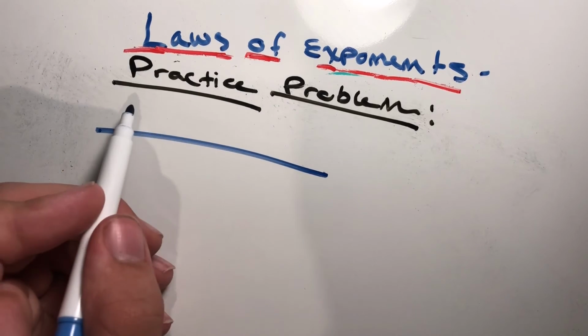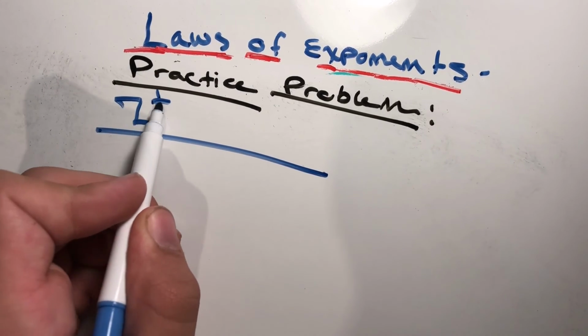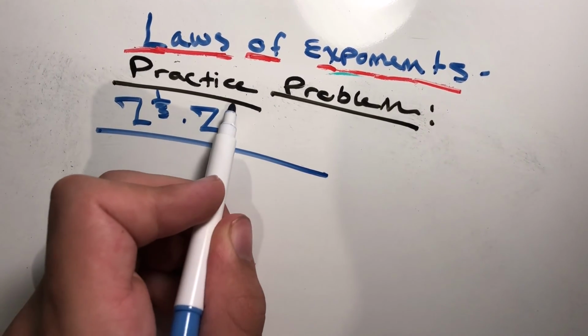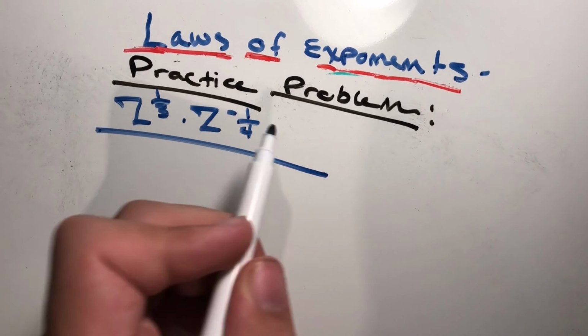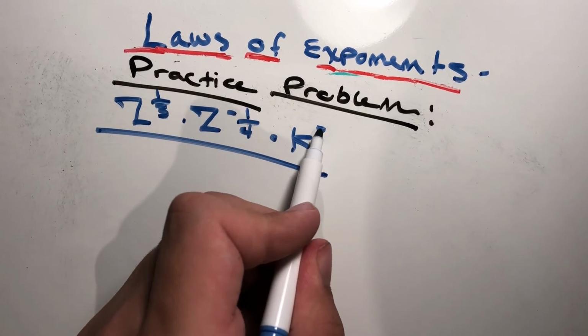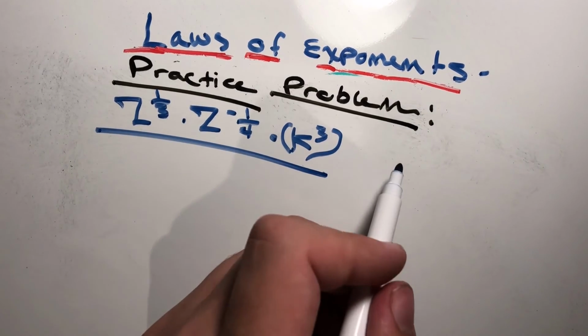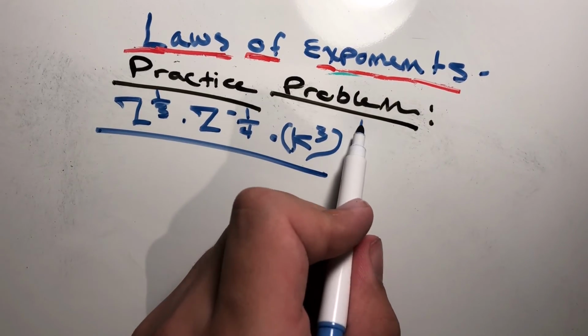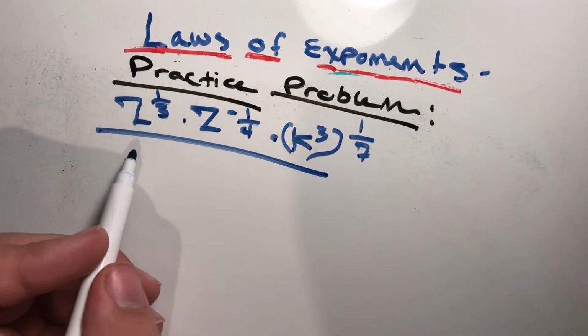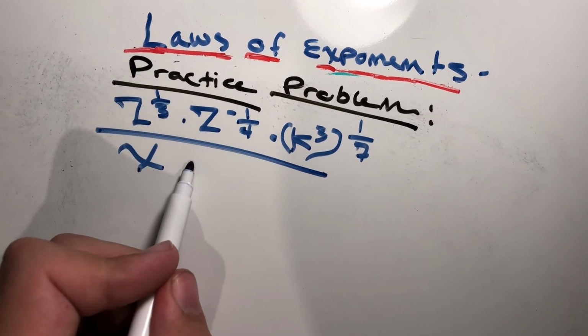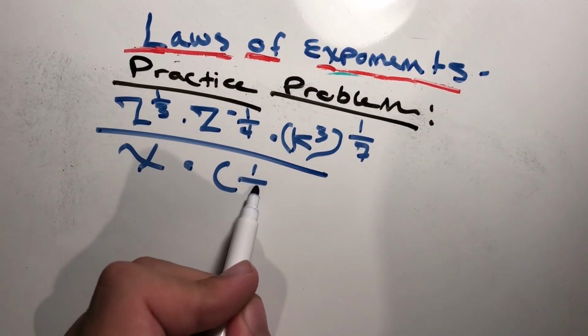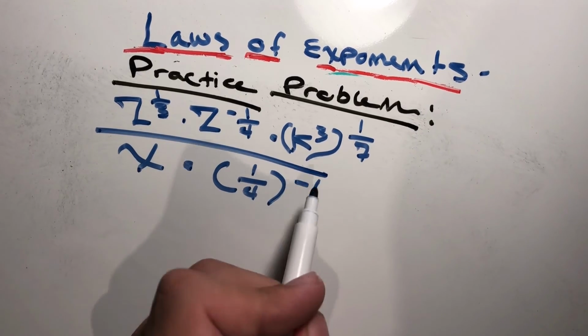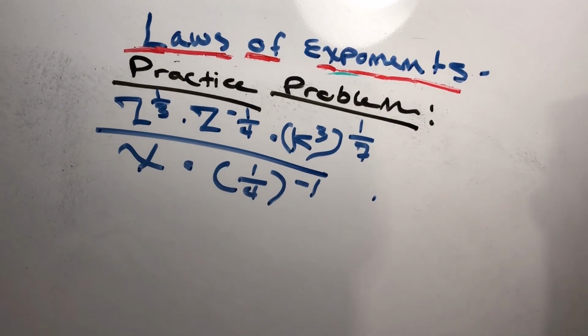Same idea there. Let's have z to the 1/3 times z to the negative 1/4. It's a little tricky. Times k cubed to the 1/7. That's being divided by x times 1/4 to the negative 1. It looks very tricky. It's not very tricky if you understand how to apply the laws. So that's what we're going to do here. Great. Practice problem number 1.